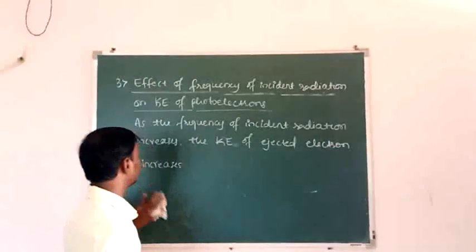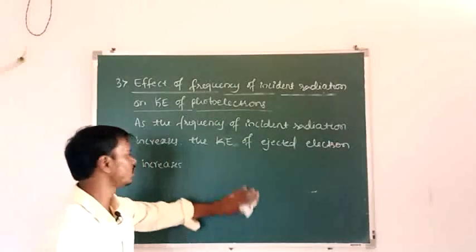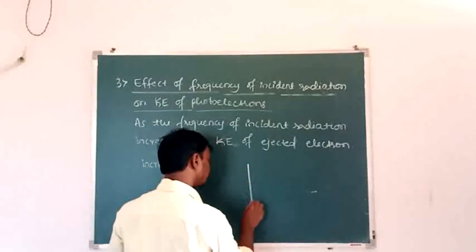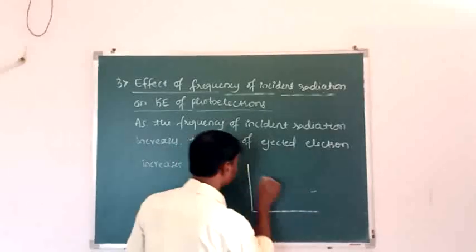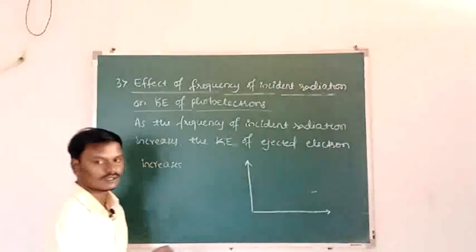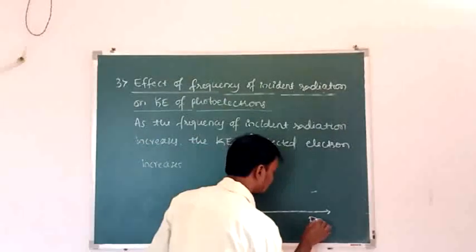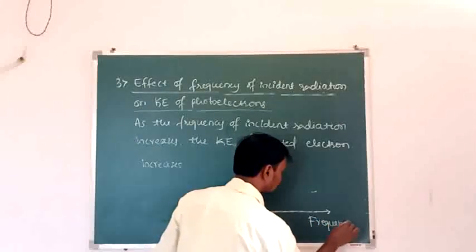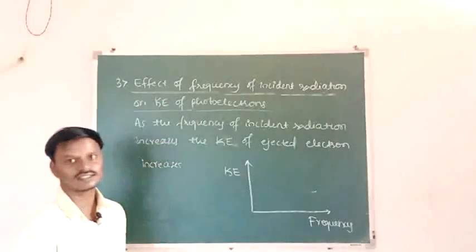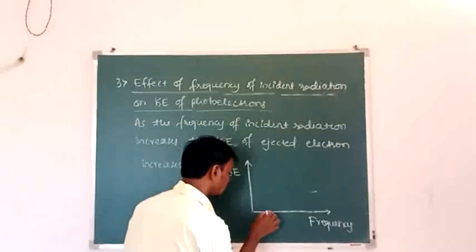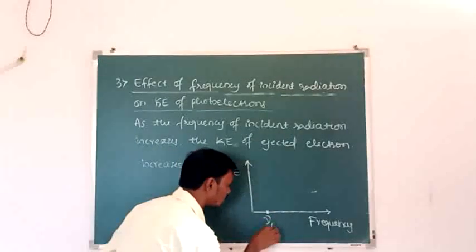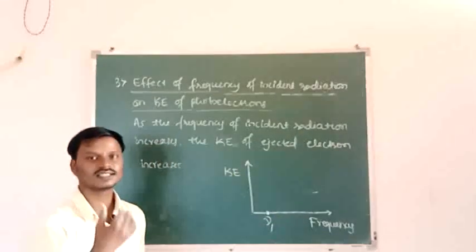As the frequency of incident radiation increases, the kinetic energy of the ejected electron also increases. Let us plot the graph here. Now, along the x-axis I will take frequency of incident radiation, and along the y-axis I will take kinetic energy of the ejected electron, means kinetic energy of photoelectron. Then for a given metal, for example cesium metal, what is the threshold frequency? I will take nu1.